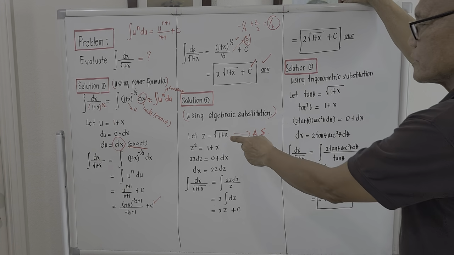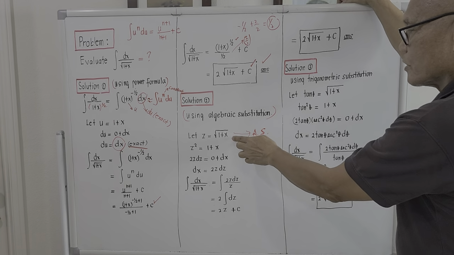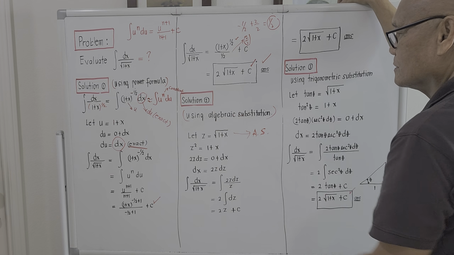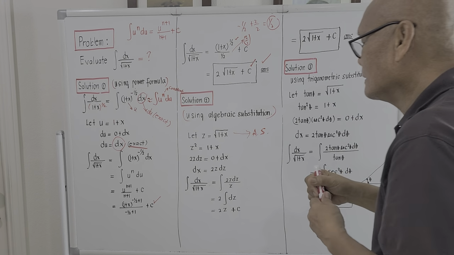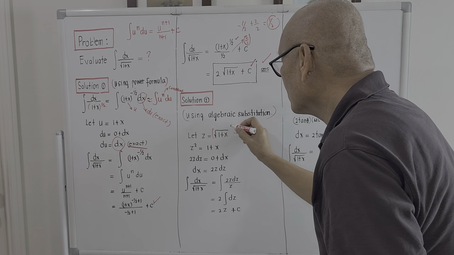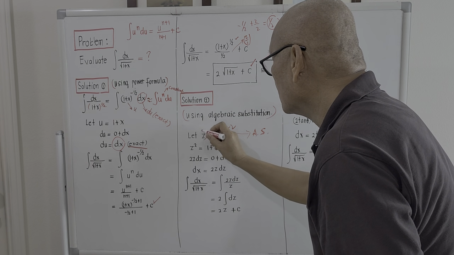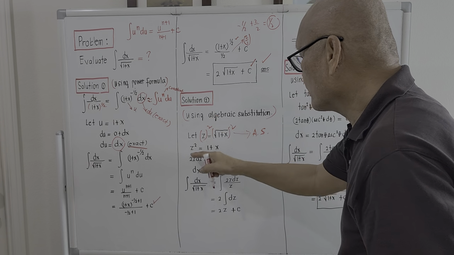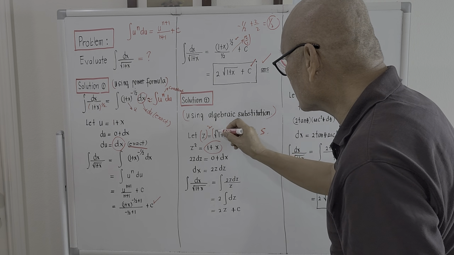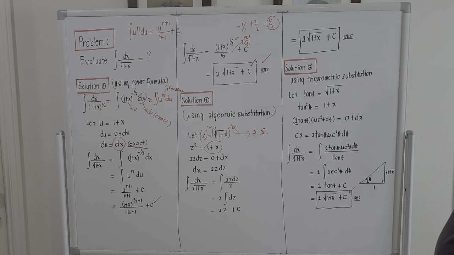So we will let z equal to the square root of 1 plus x. We will try to remove the radical sign. We will square both sides. The square of z will be z squared, and the square of the square root of 1 plus x will just be 1 plus x. These two here cancel with the radical sign, right?